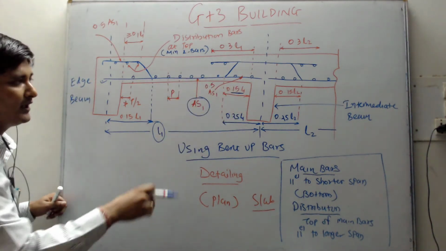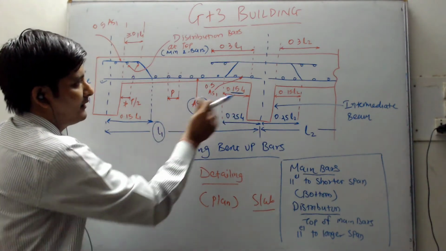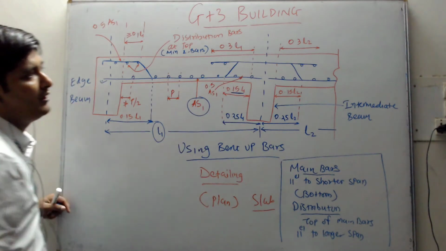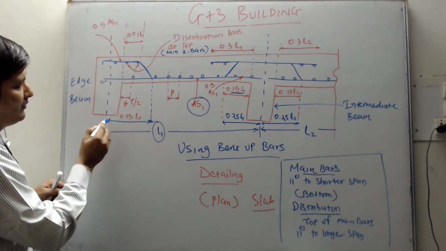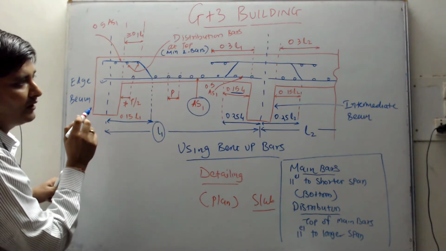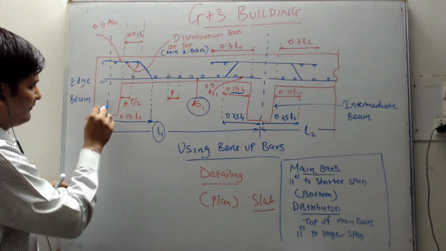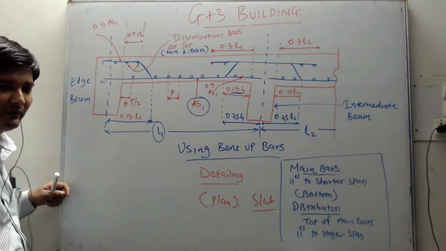This is a typical drawing. So 0.15 L1, from here you need to bend up your bar. Similarly, at the edge of the beam also the same value, but here the bent up is provided from the center of the beam, that is 0.15 L1. So this is the difference.